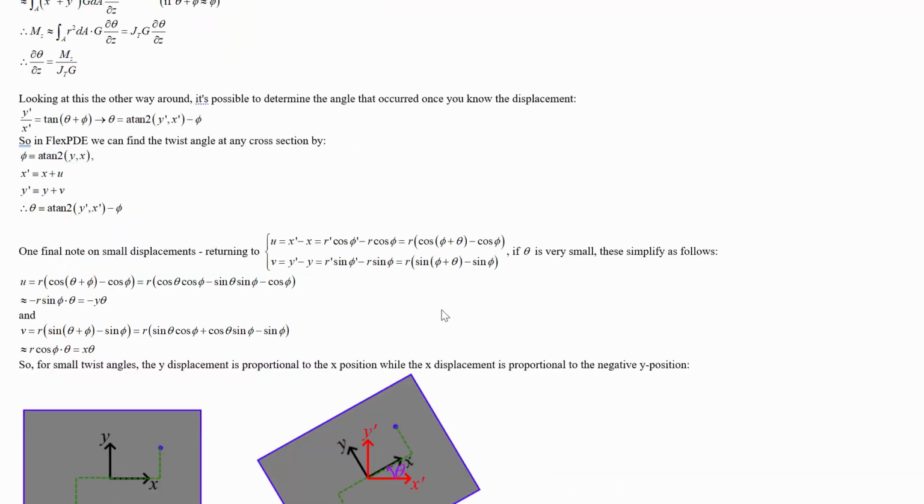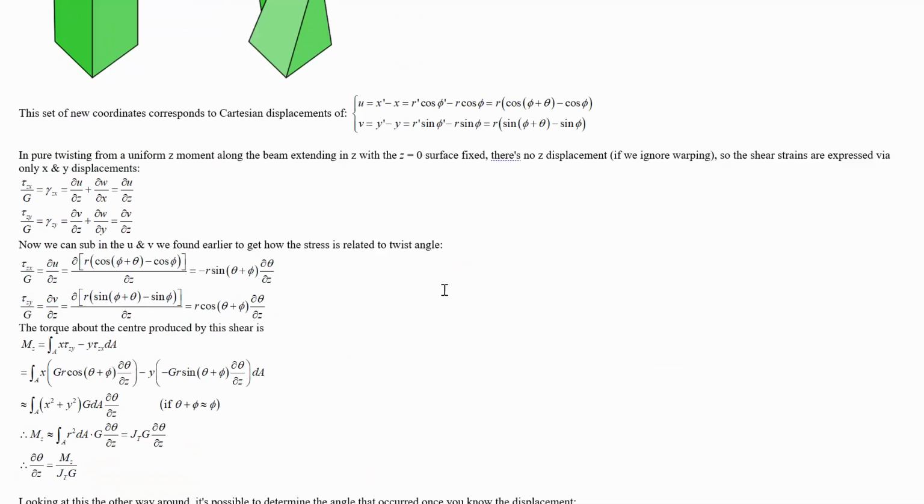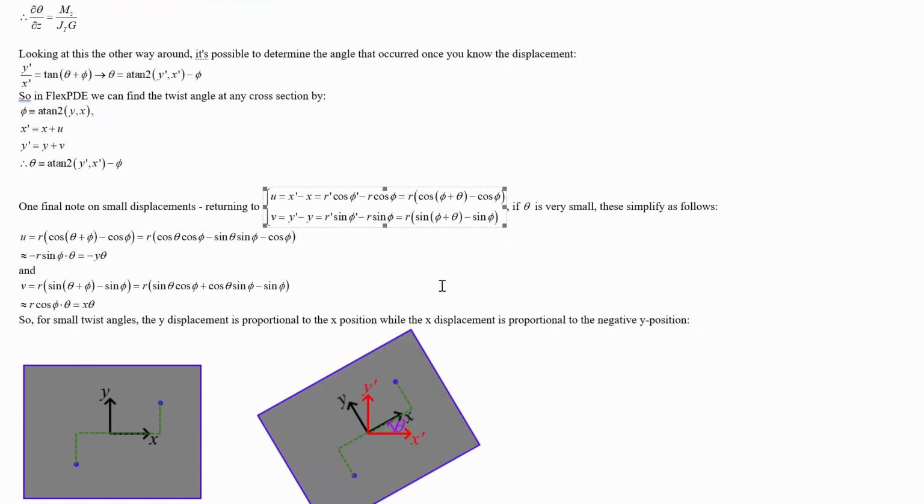Just before leaving this section, it's also possible to get a little bit of intuition about how these displacements will be related to twist angle for small twist angles. Let's go back to these displacement formulas that we had up here and imagine that the twist angle is small enough that we can say that cos of theta is 1 and sine of theta is theta. If we do that by using a sum angle formula, saying cos of phi plus theta is cos phi cos theta minus sine phi sine theta, and sine of phi plus theta is sine phi cos theta plus cos phi sine theta. Did I say that right?